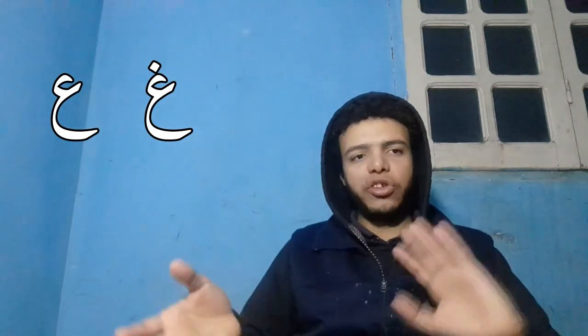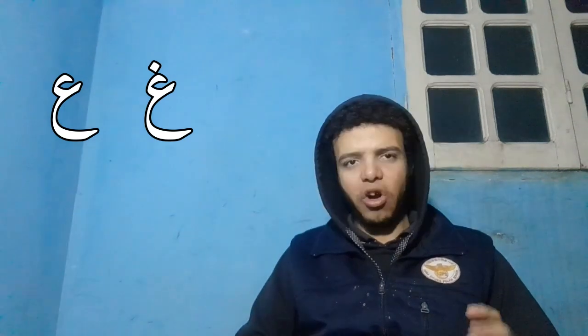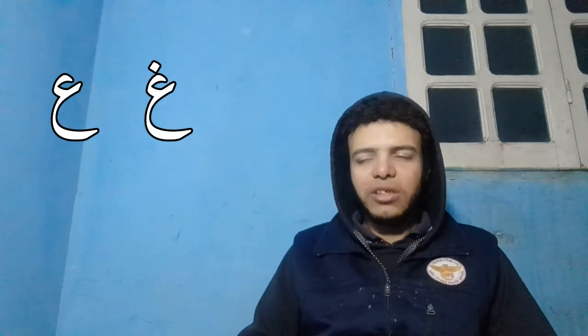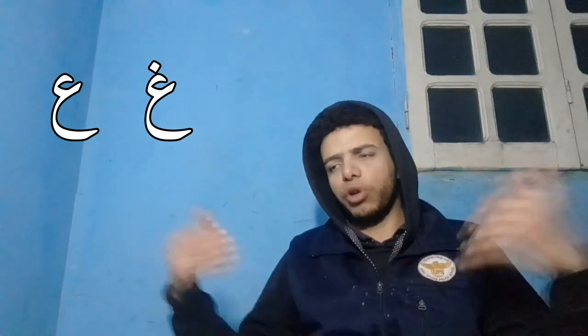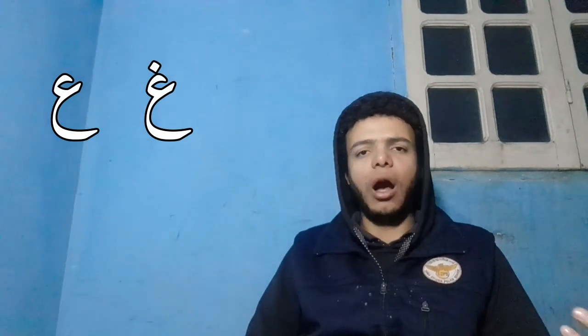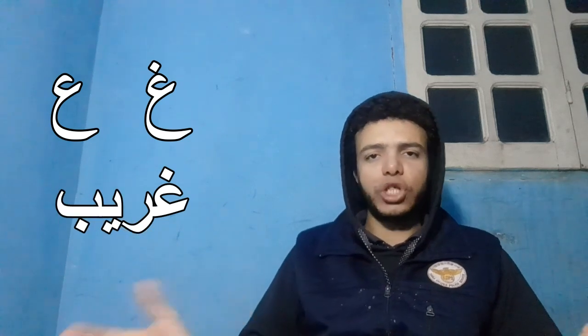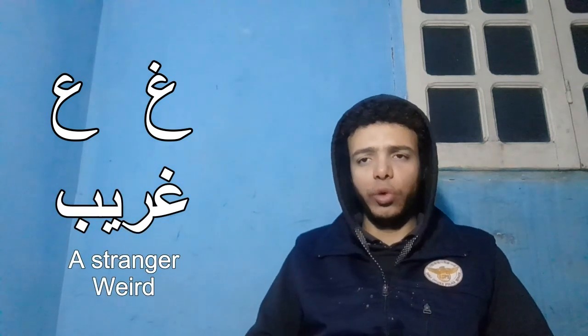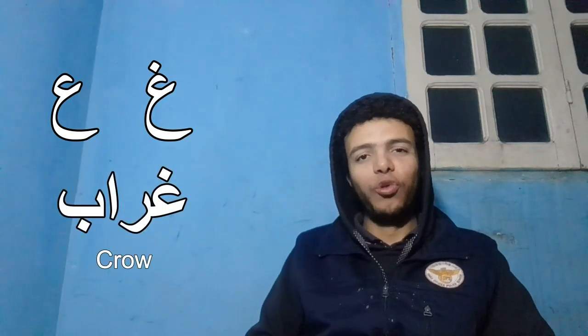Its sibling is Ghain. To explain this sound, I guess you can say that it's like gargling on air. It's the same sound you make when you gargle, like when you brush your teeth and then you gargle. It's exactly the same sound. Ghain. Like this word, gharib, which means a stranger or weird, like me. Or ghurab, which is a crow.